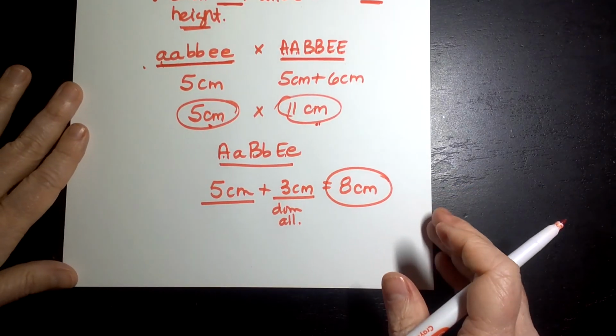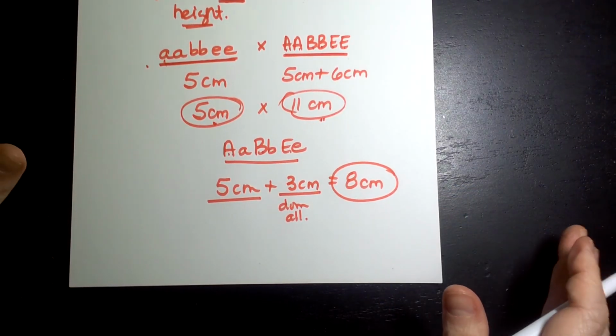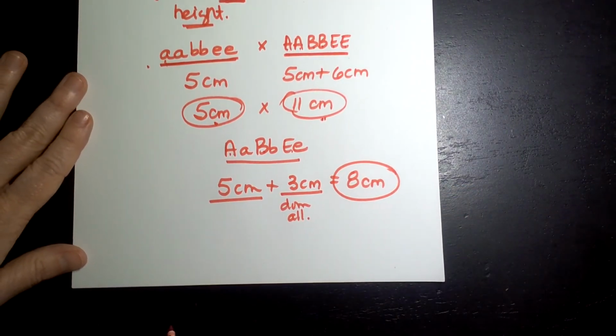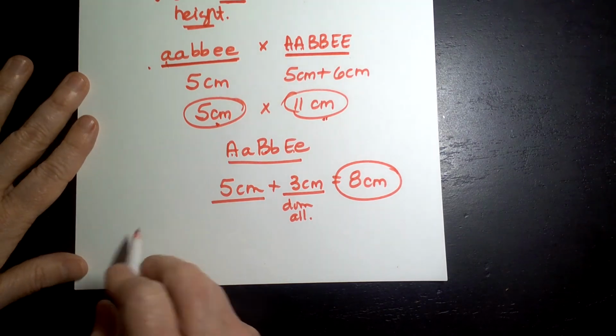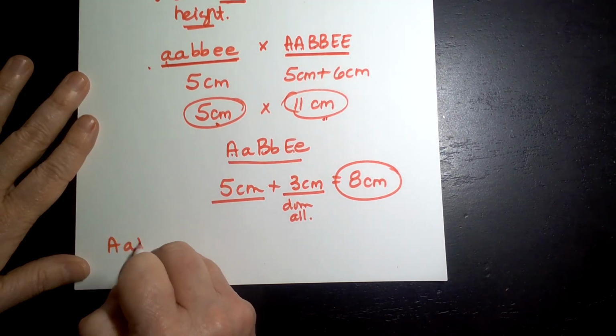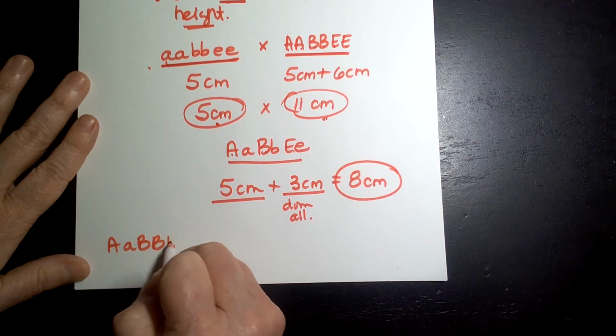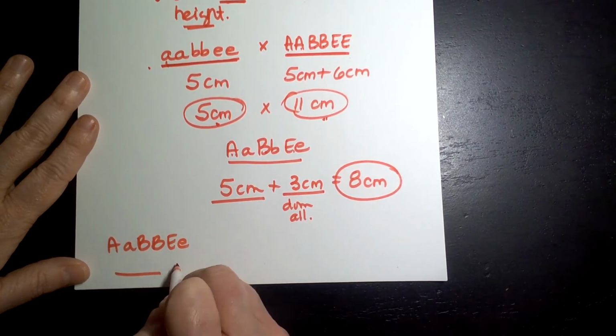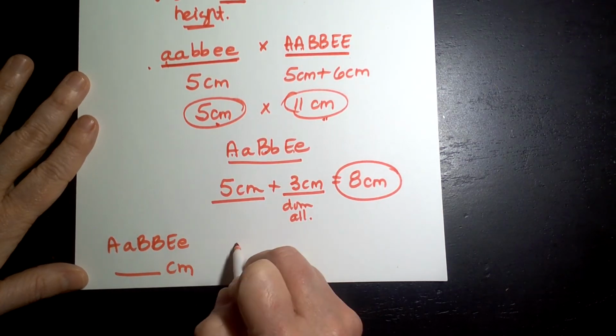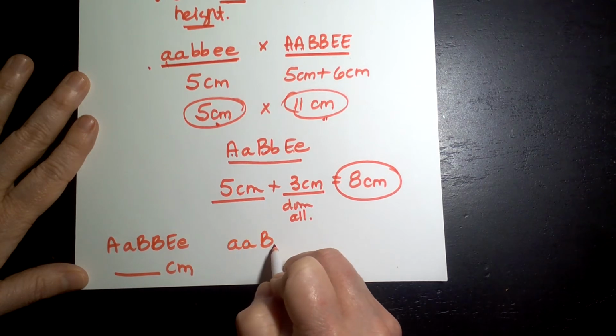All right, so let's do this cross real quick and then pause it, do the cross or answer the question, and then turn it back on and see if you're right. Tell me how tall each one of them is.